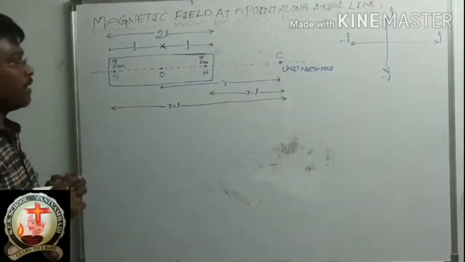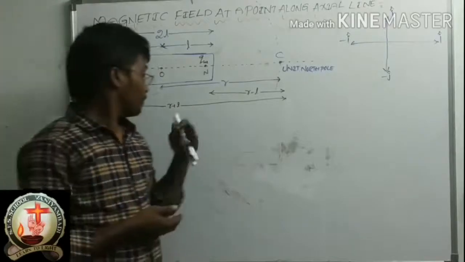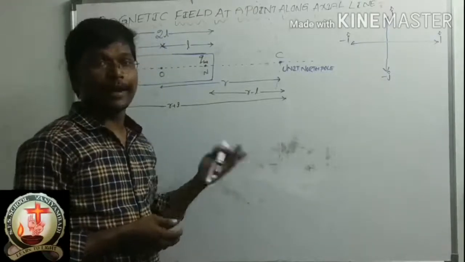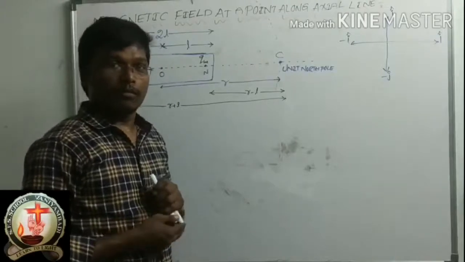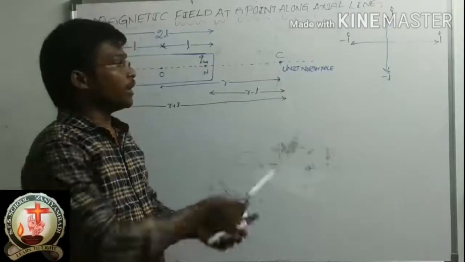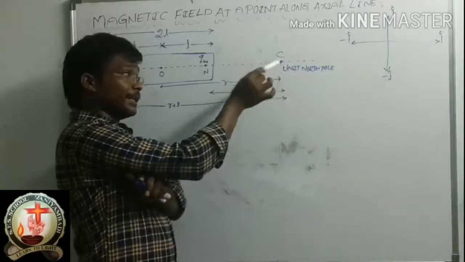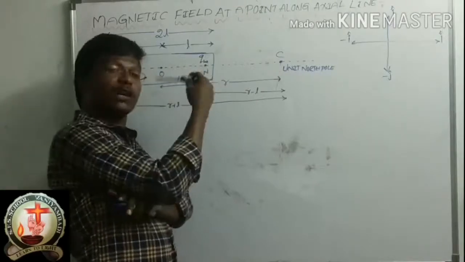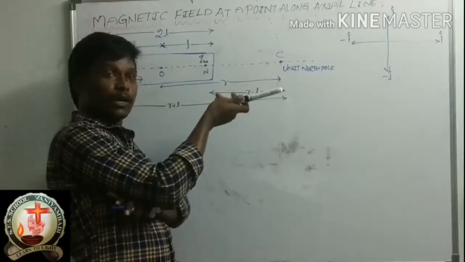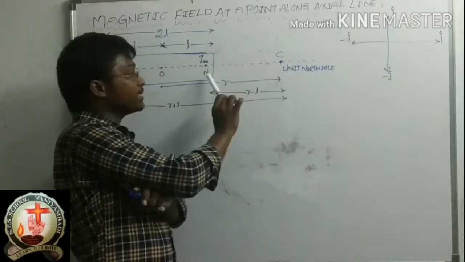This is the total explanation about the diagram. Okay, now we should enter into our calculation part. Whenever you are keeping the unit north pole in the magnetic region of this magnet, what will it do? Usually this is the north pole, this is the north pole and this is the north pole.